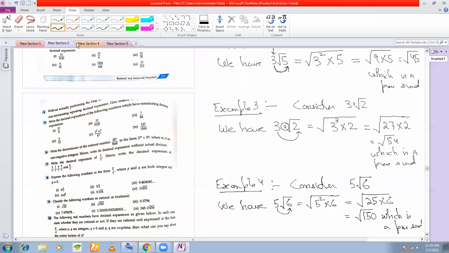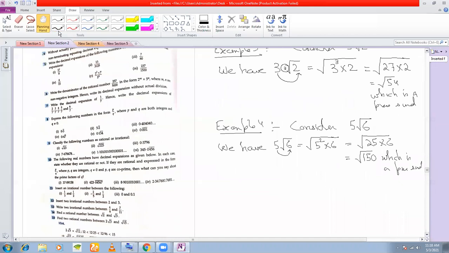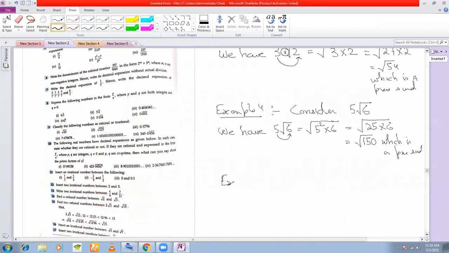Okay, let us take another example. This time we'll convert a pure surd to a mixed surd.